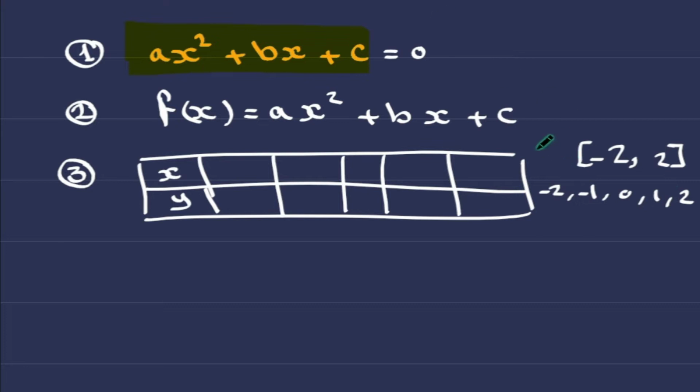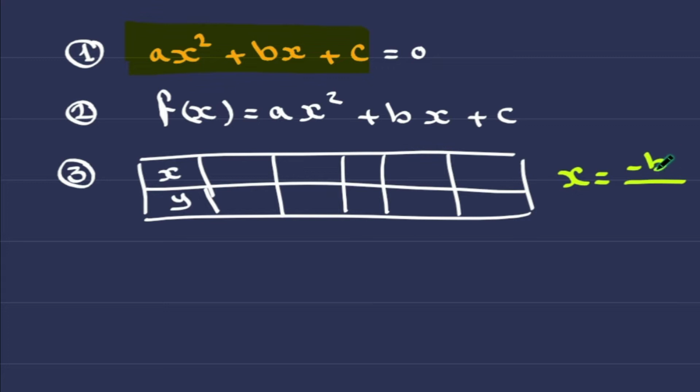But what if you don't know the interval or the interval is not written? That means you want to guess the numbers. But guessing the numbers will take a lot of time. So it's just focusing on the vertex. What is the vertex? Just get the vertex and put it in the middle. The vertex is x is equal to -b over 2a. That is the formula of getting the vertex.